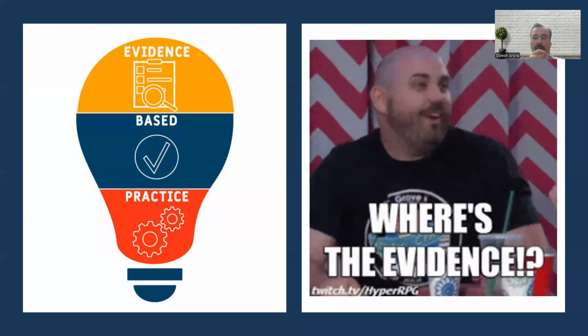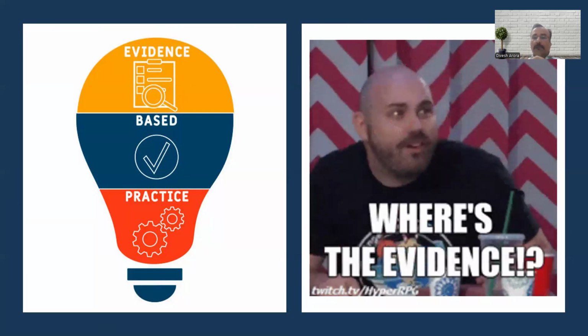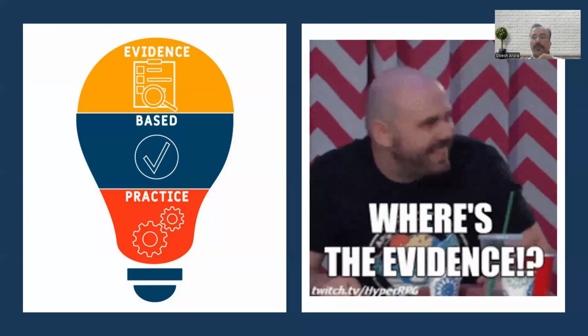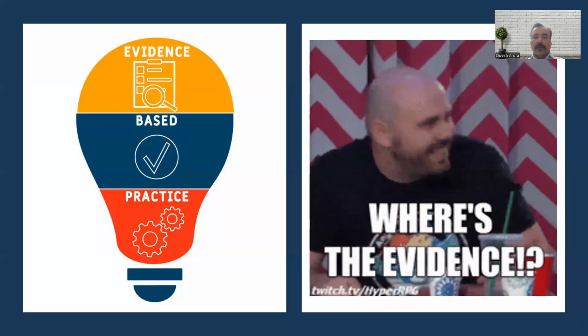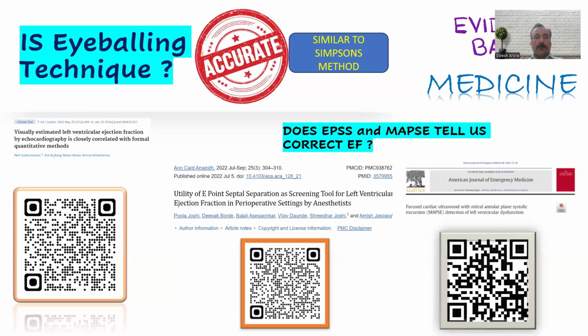So whatever methods I have enumerated, is there any evidence to state that these hold good and measure the LV function accurately? Let's go through the evidence. Is the eyeballing technique accurate? Yes, my dear friends, it functions almost equivalent to Simpson's method, which is the gold standard for measuring LV ejection fraction as per the American Society of Echocardiography.